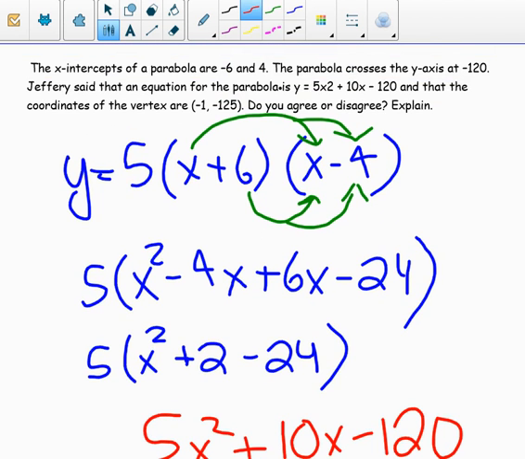Now that we've got -120 here, this is a sign that the parabola does go through the y-axis at -120, because the equation has -120 as the constant term, right here.